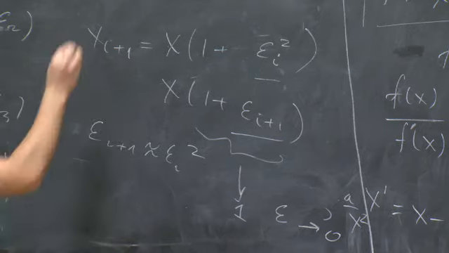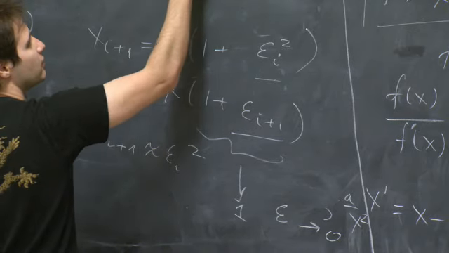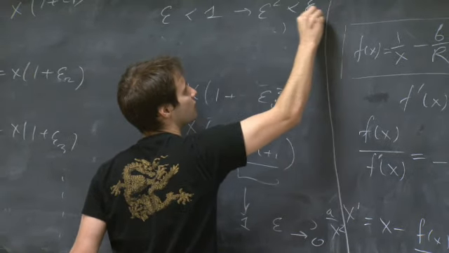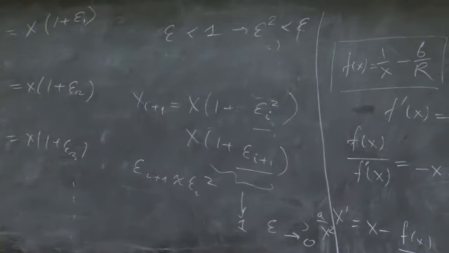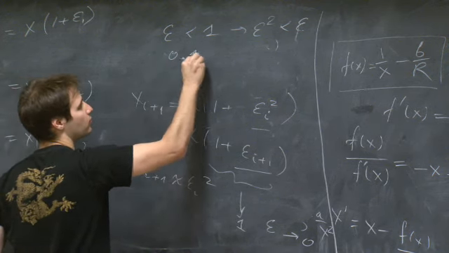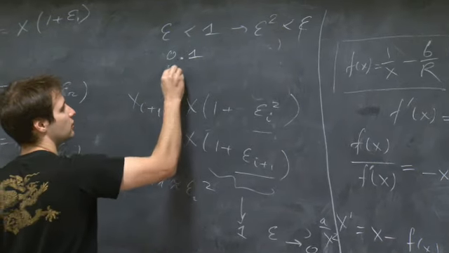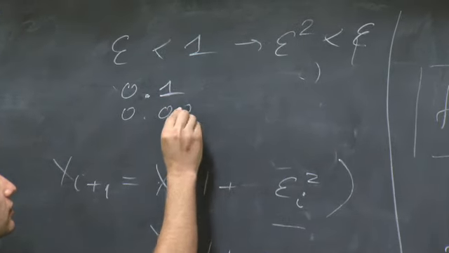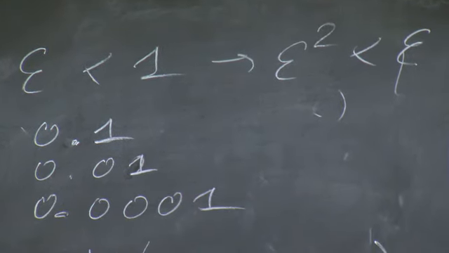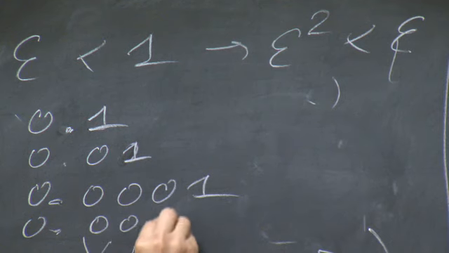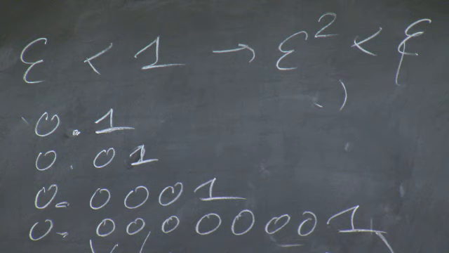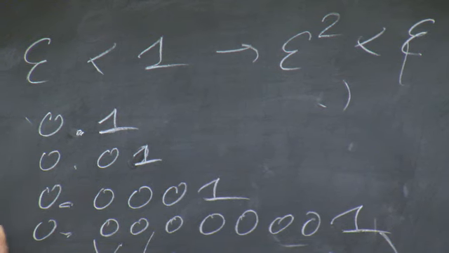Now you said that if my epsilon is smaller than 1, then epsilon squared is smaller than epsilon. And intuitively, how this works is, suppose you start with an epsilon of 0.1. When you square it, you get 0.01. You square it again, you get 0.0001. Square it again, 0.00000001. Oh my god, so many of them. OK, this is step 0, step 1, step 2, step 3.